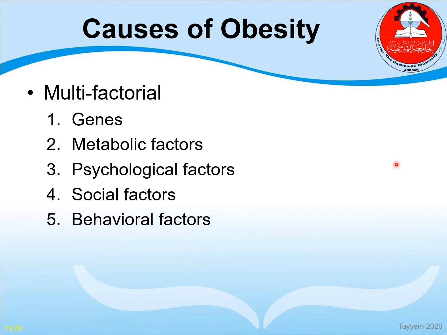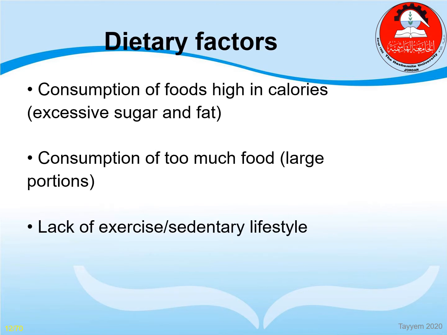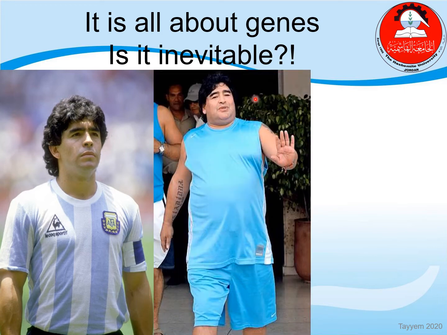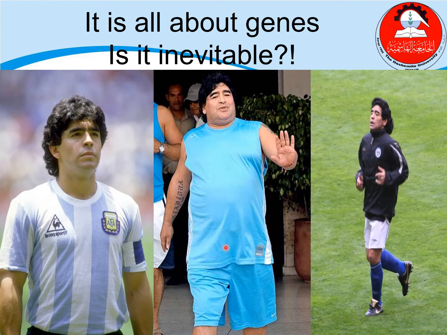The causes of obesity are considered multifactorial: genetic predisposition, metabolic factors, psychological factors, social factors, and behavioral factors. Dietary factor probably is the most important, mainly consumption of high-calorie food, sweets and sugars, consumption of too much food, lack of exercise, and living a sedentary life. It could be all about genes, and probably is inevitable. This is a photo of Maradona in his 90s, and when he stopped playing, he started to become overweight, and when he had his bypass surgery, he lost weight.